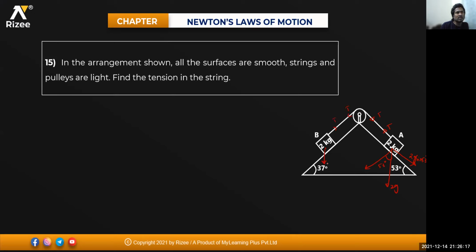Here also 2g in the downward direction. If I resolve it, we'll get one component here and one component here. This one is 37, so this is 2g cos 37, and this one is 2g sine 37. So this body is moving down with an acceleration a, and this body will move up with an acceleration a. Clear for everyone?